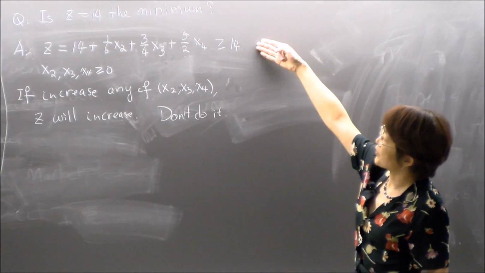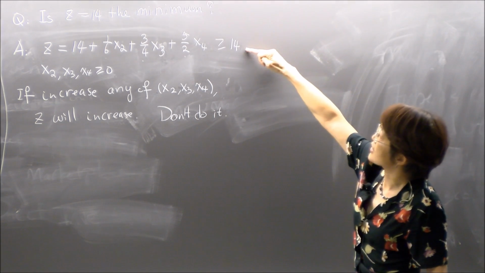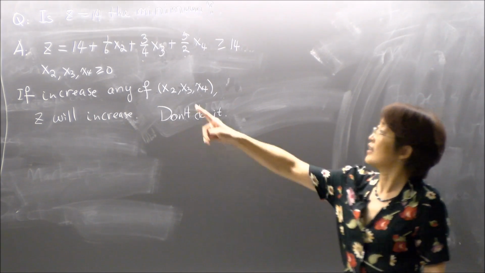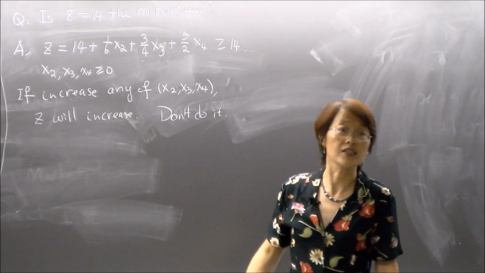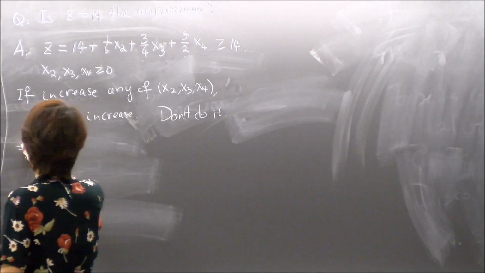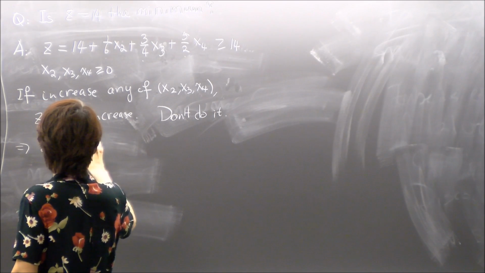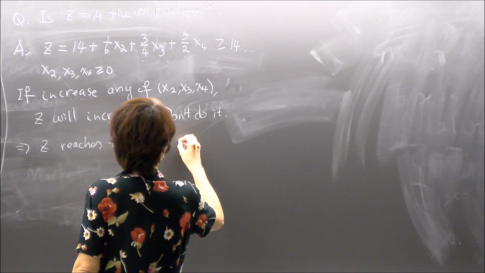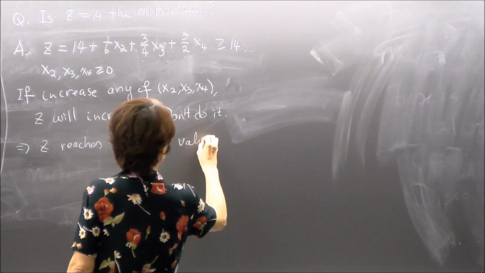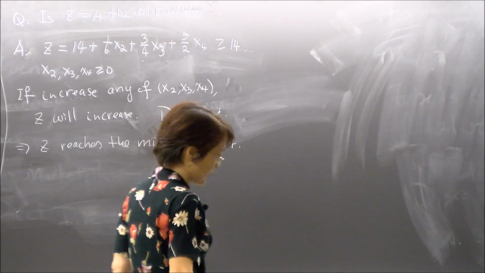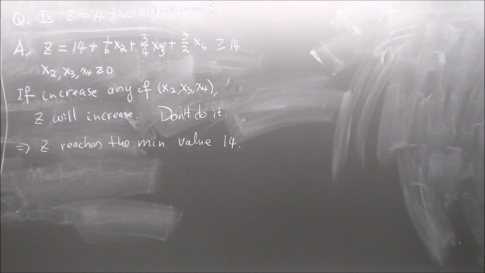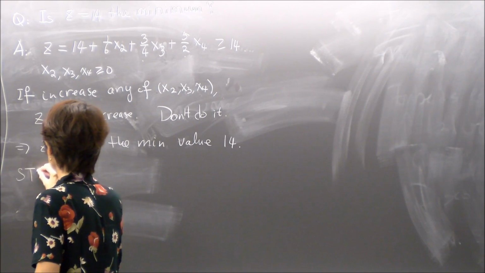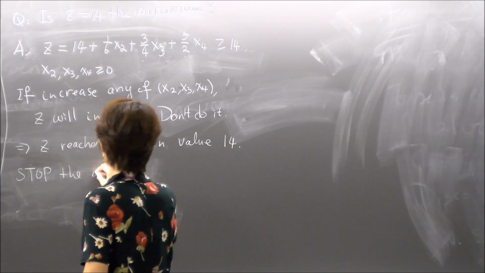And further, by this argument, I actually know the smallest z can ever reach is 14. It cannot be even smaller, right? They can't go to negative. You cannot push z even smaller. Okay, so z reaches the minimum value, 14 here. Then the algorithm ends here. So you can stop the algorithm. We're done.